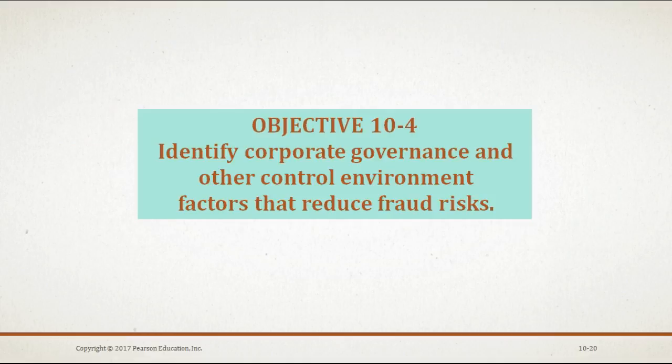The next topic we will cover in this chapter will be about corporate governance and other control environment factors that reduce fraud risk.